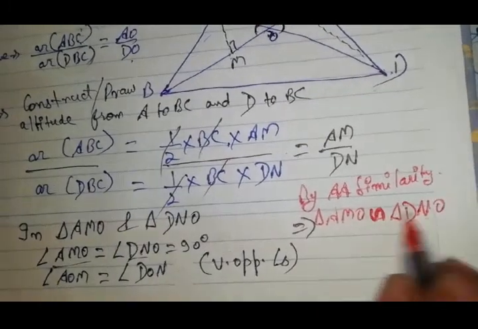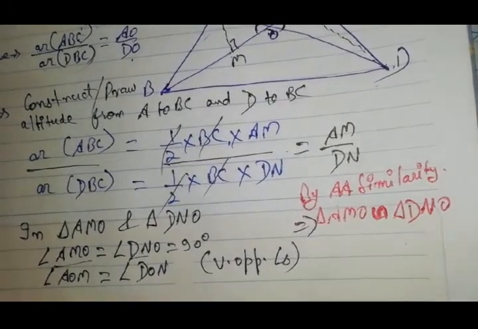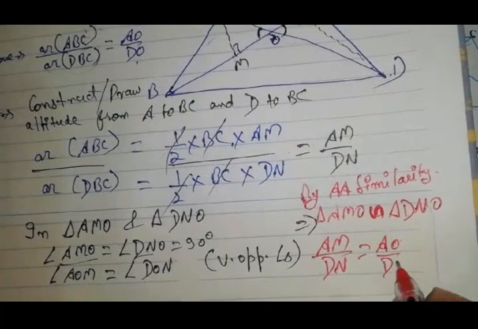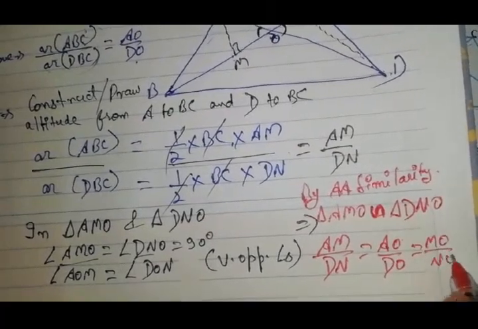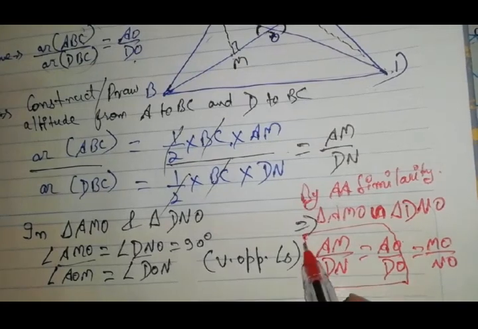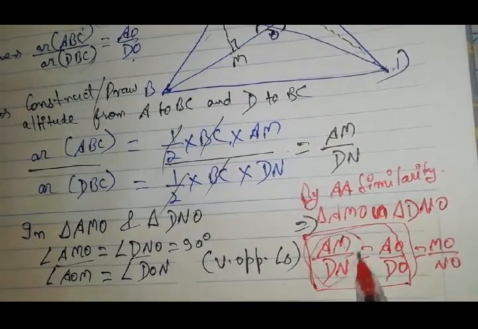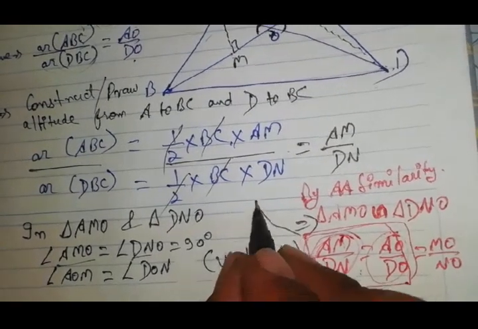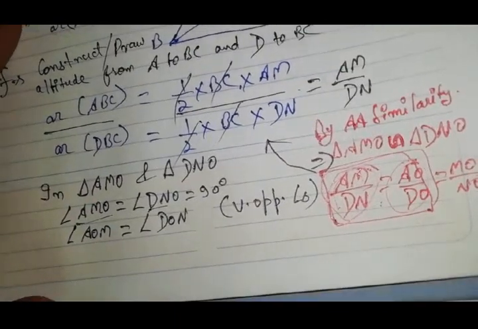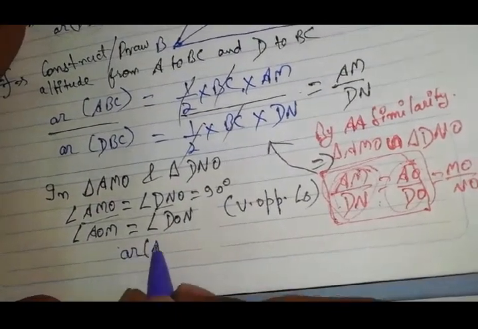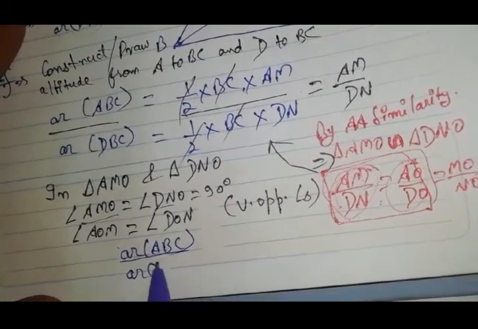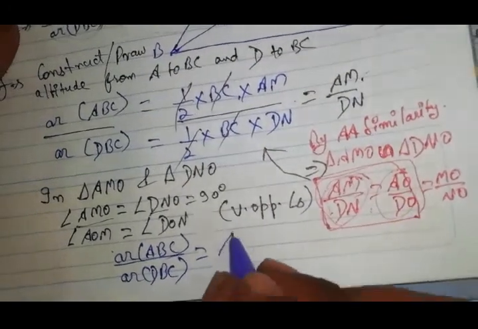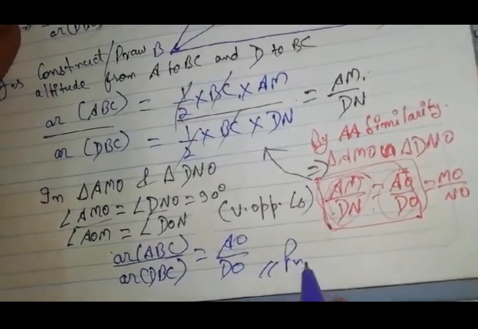Now if these two triangles are similar, their sides are in proportion. So AM upon DN is equal to AO upon DO is equal to MO upon NO. From this we just want the first two, so AM upon DN can be replaced by AO upon DO. Now if we put this value in our conclusion, we get that area of triangle ABC upon area of triangle DBC is equal to AO upon DO, and this is what we had to prove.